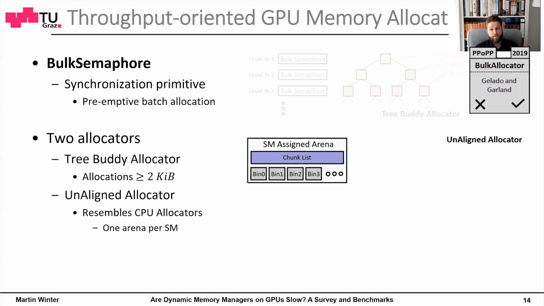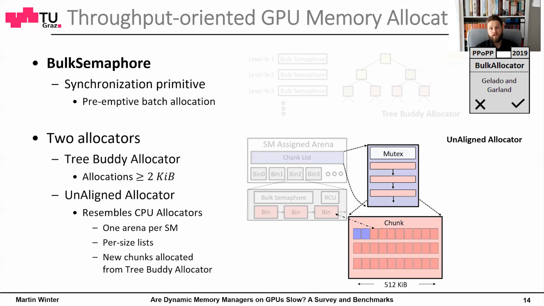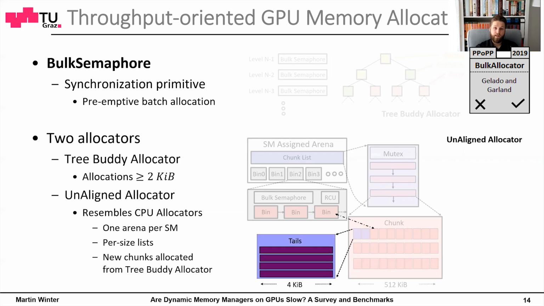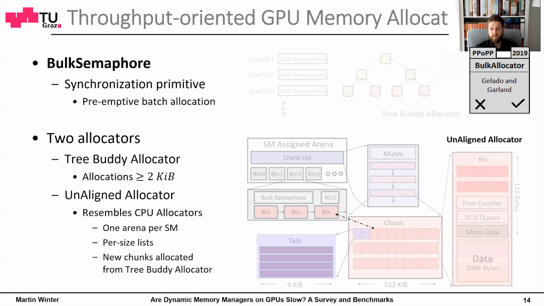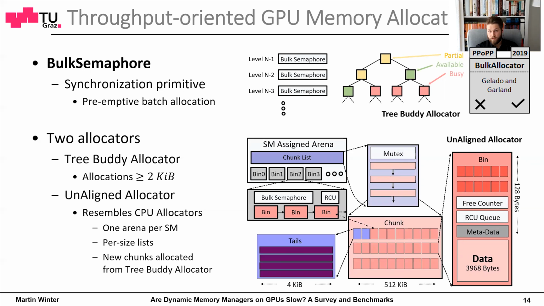It has one arena per multiprocessor, as well as per-size bin lists secured by a bulk semaphore, which also has a list of allocated chunks which are allocated from the tree-body allocator. Each chunk has some meta information in the beginning, and the bins on each chunk are used to store the actual data which is returned to the user. The paper shows improvement over the CUDA allocator, but unfortunately it is not publicly available.